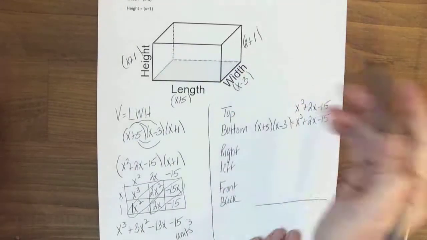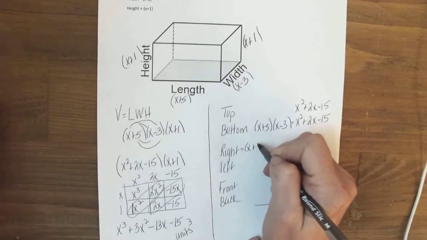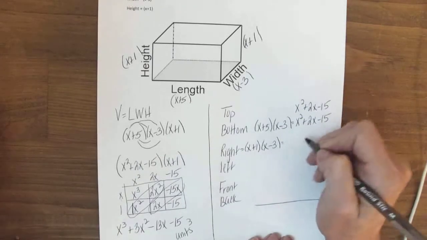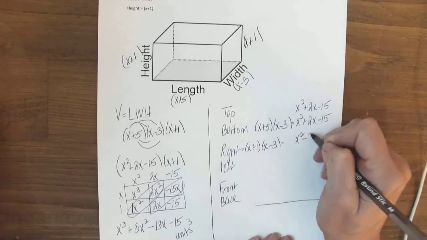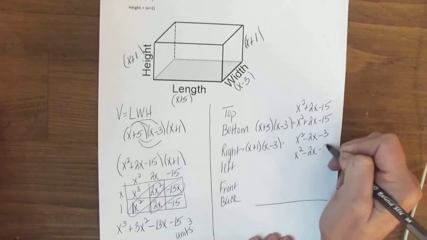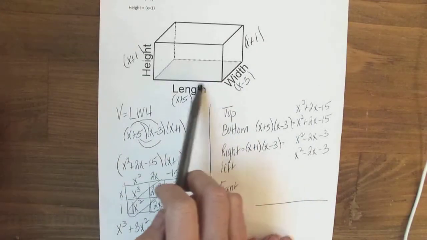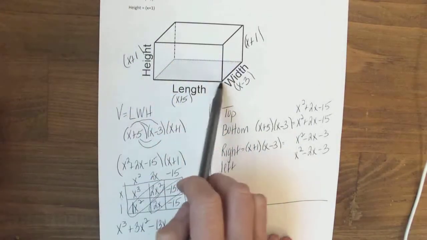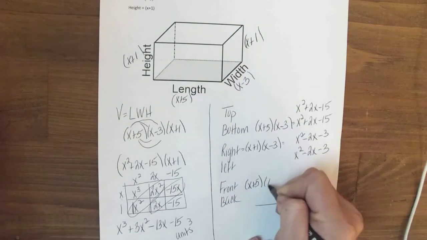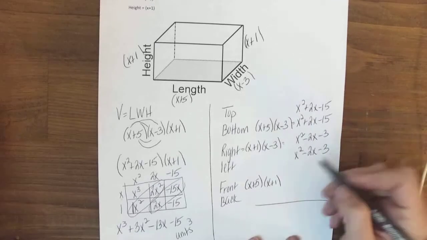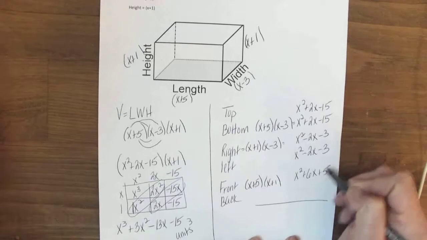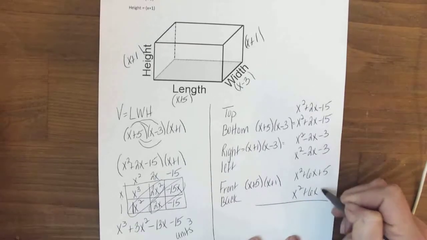Right and left, here's the right side. That is x plus 1 times x minus 3. If I distribute that out, I get x squared minus 2x minus 3. And obviously the other side would be the same, so I will write that twice. Front and back. The front has a length and width of that rectangle right there of x plus 5 and x plus 1. And if I multiply those out, those binomials, I'll get x squared plus 6x plus 5. And I'm going to write that twice.